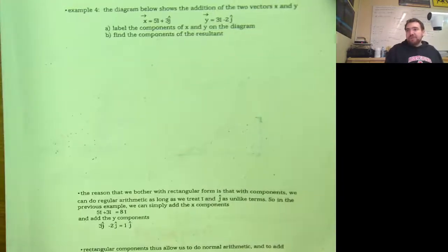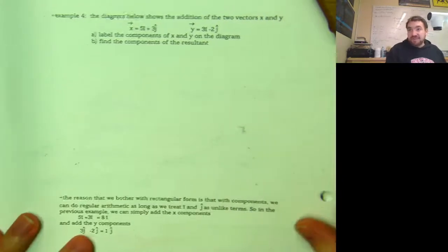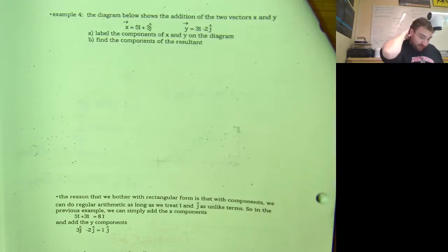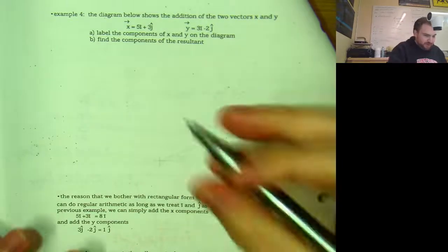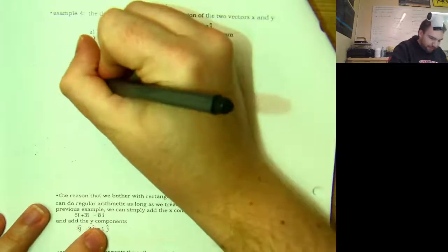So I'll show you what this looks like when we're adding. It says the diagram below, well, we're going to make the diagram below. It's going to show us the addition of two vectors, x's and y's. So let's do it. I got rid of the diagram because it was convoluted to look at. I wanted to draw it out with you guys instead. So here we go.